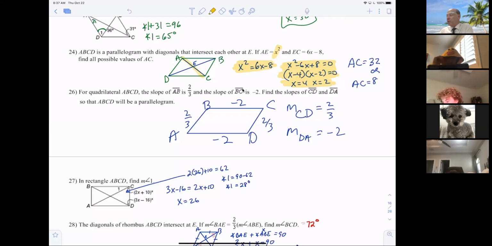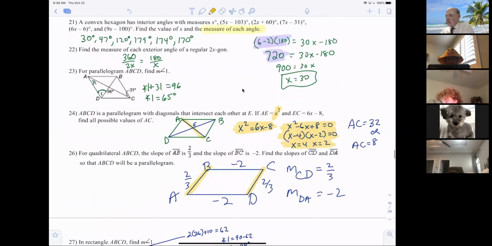All right, now let's look at 26 real quick. Okay, so for quadrilateral ABCD, the slope of AB is 2/3 and the slope of BC is -2. Find the slopes of CD and DA. Well, if it's a parallelogram, opposite sides are parallel. So I just drew the shape. Mia, do you agree those have to be parallel? Oh, wait. Yeah, that's really easy. Sorry. No, don't be sorry. All right. Here we go.